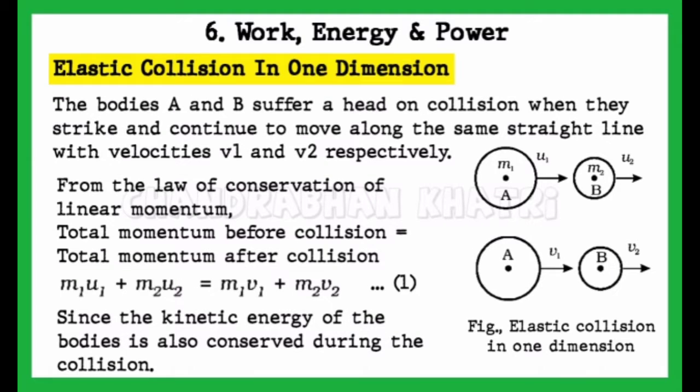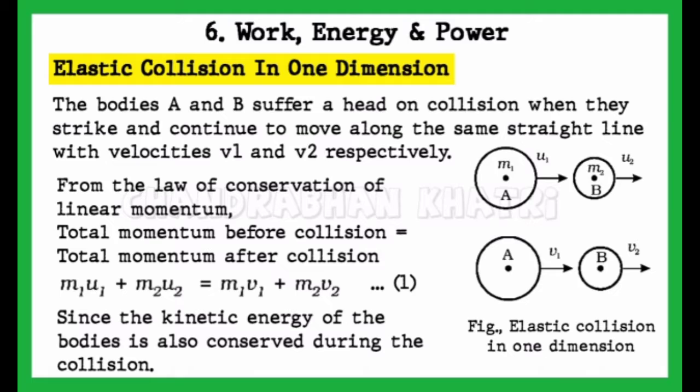The bodies A and B suffer a head-on collision when they strike and continue to move along the same straight line with velocities v1 and v2 respectively, as you can see in this diagram. From the law of conservation of linear momentum, total momentum before collision is equal to total momentum after collision. So we can write the equation m1u1 plus m2u2 is equal to m1v1 plus m2v2. This is equation number 1.